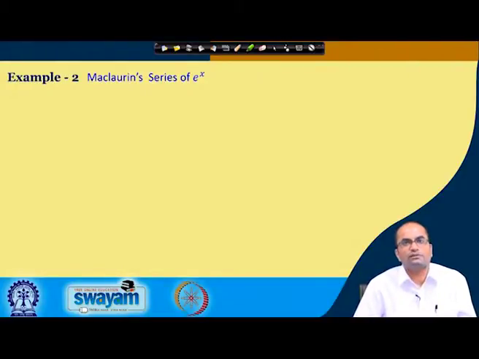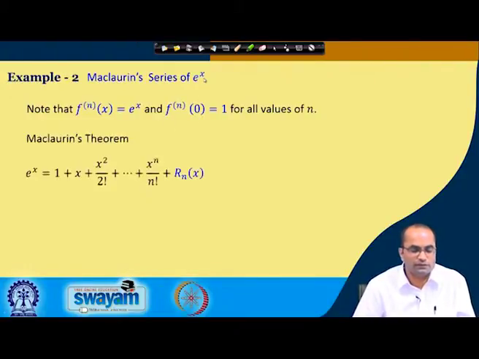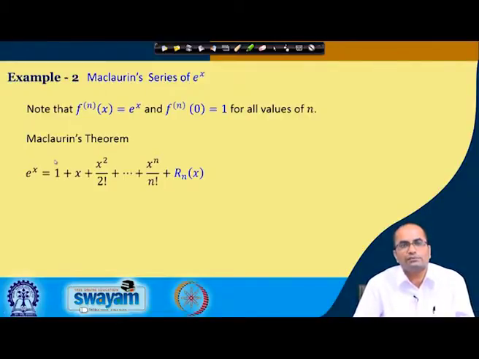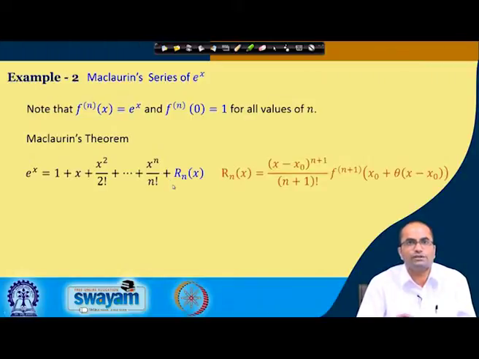Now, let us take this example of the Maclaurin series of e power x. Whatever derivative we take for this exponential function, it is just the exponential of x, and at 0 we have the value 1. So for all values of n, all the derivatives of this function at 0 are 1. So we can easily write down this Maclaurin's theorem: exponential x is equal to 1 plus x plus x square by factorial 2, all the derivatives are 1, up to x power n by factorial n, plus R n x.